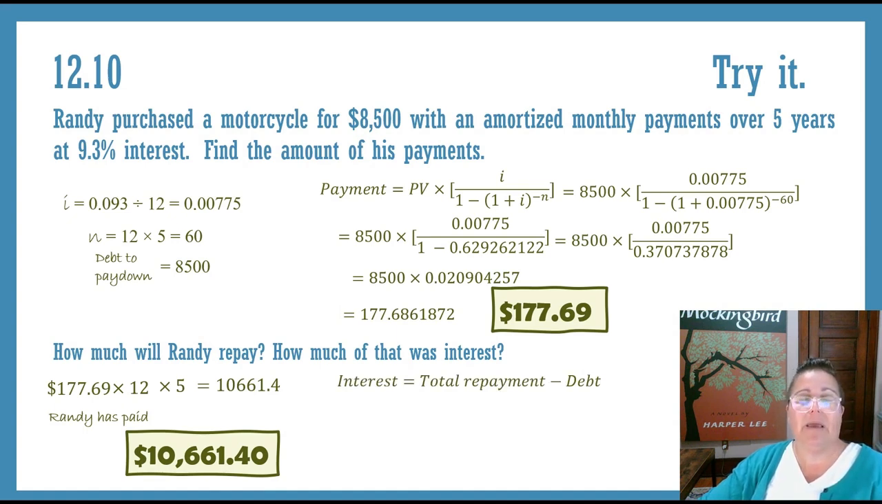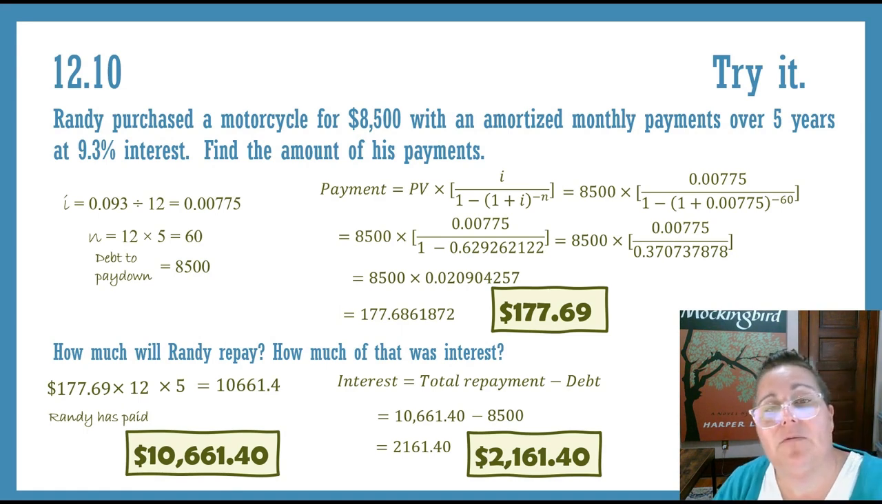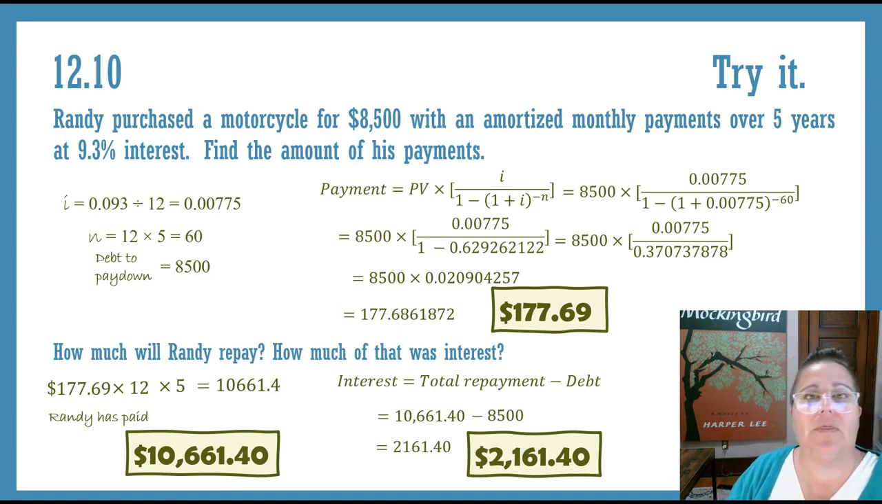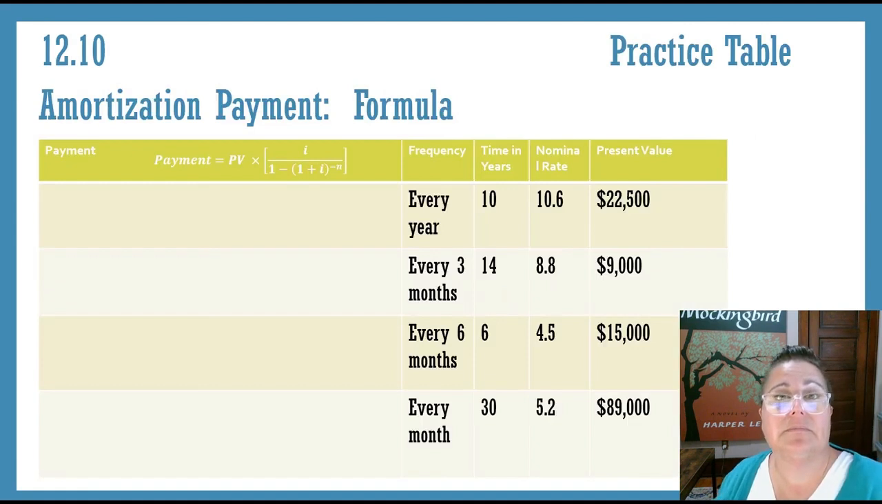How much extra is he paying? Well, we need to take his total repayment of $10,661.40 and subtract from that the debt of $8,500. This means that Randy has paid interest of $2,161.40. That's extra money. If he would have been able to pay cash, he would have paid just the $8,500. Why do people do this? To afford things they can't afford. Or necessities, whichever.